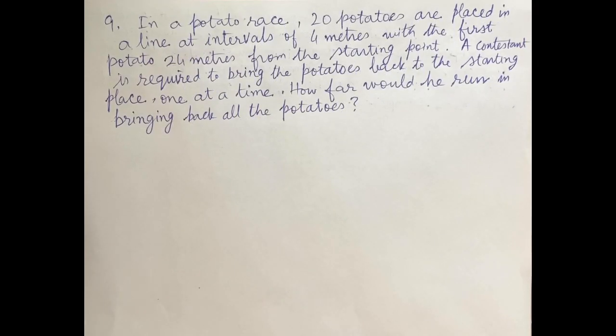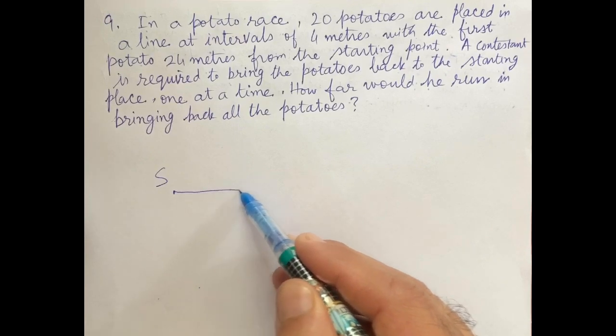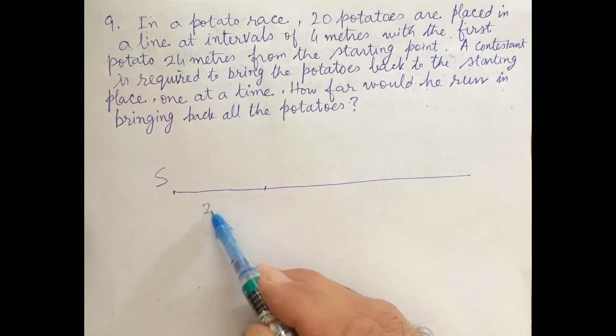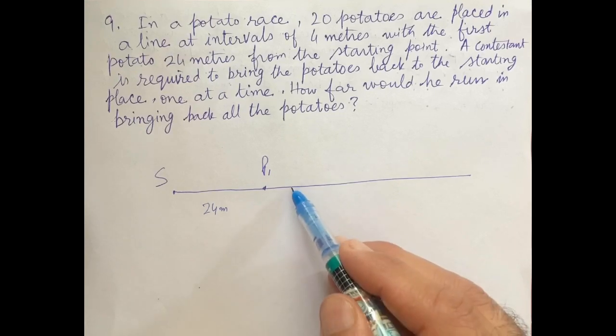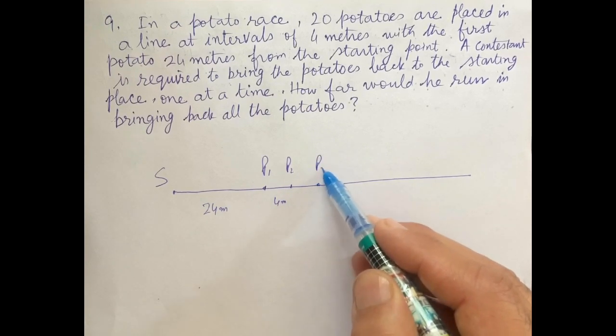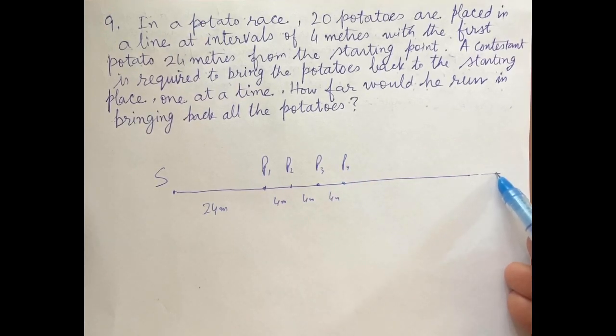Question, we have a potato race in which 20 potatoes are placed in a line at intervals of 4 meters, with the first potato being 24 meters from the starting point. So let us show this is the starting point and this is the line. The first potato is placed at 24 meters, this is potato 1. The second potato is 4 meters further. Next potato 3, 4 meters further, and so on. This is 4 meters. So this way we have, this is the 20th potato.